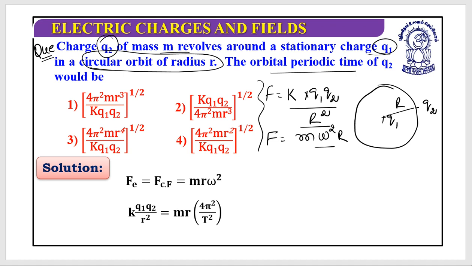So I need to compare this k q1 q2 by r square, which equals m into r into 4 pi square by t square. Now what do you require? You require this t. Can you do this? Are you sure? Will you be able to solve this? Okay, then do it yourself.